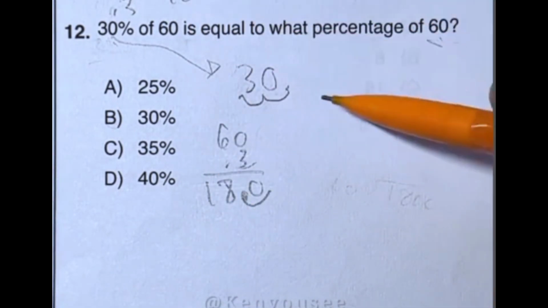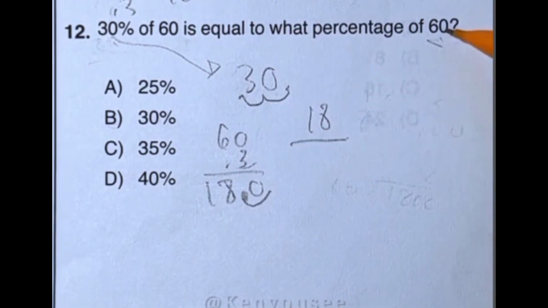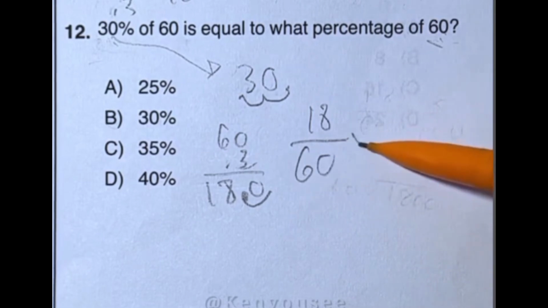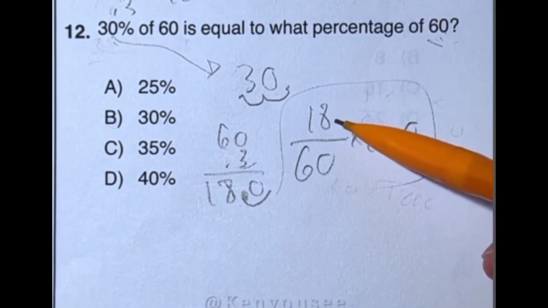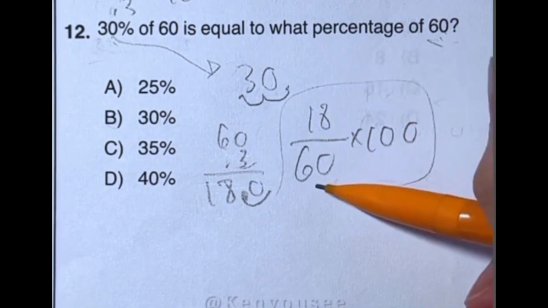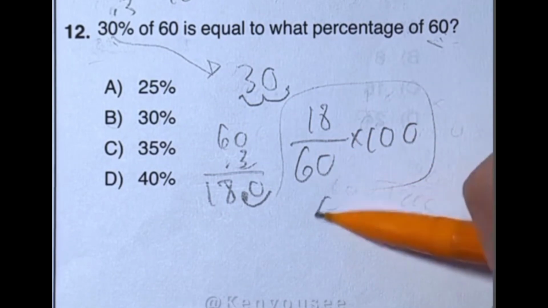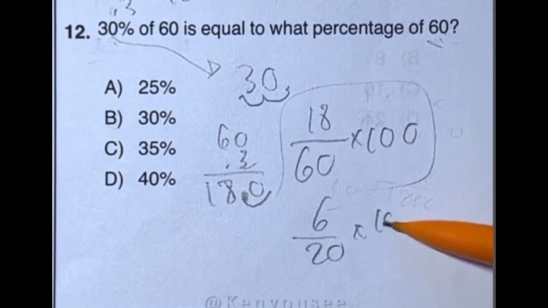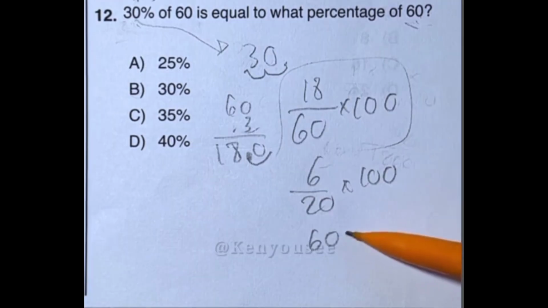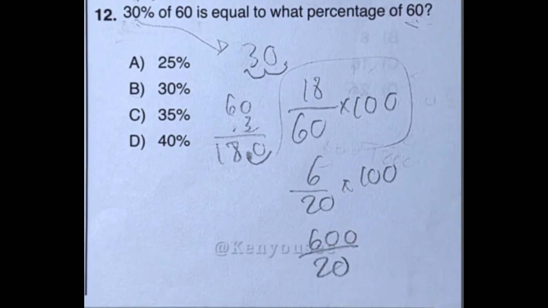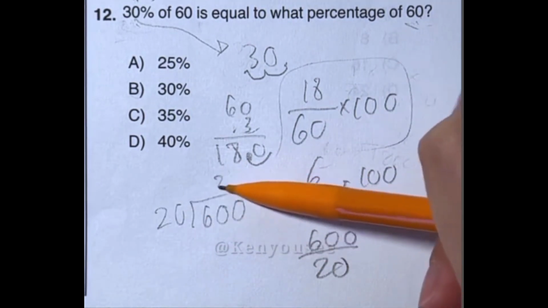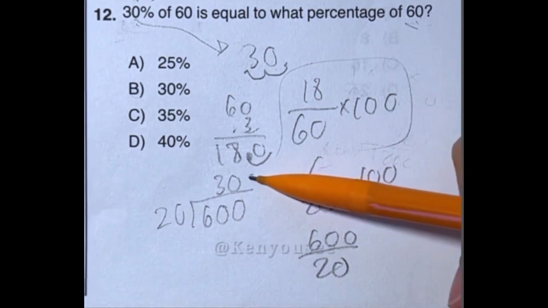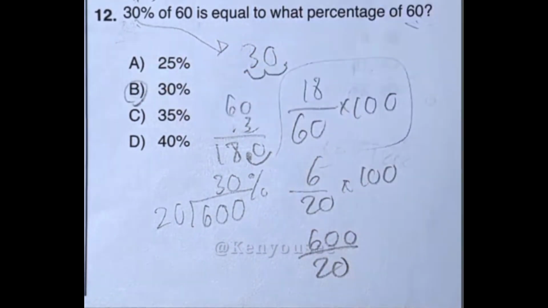We could do that by taking 18, putting it over 60 and multiplying it by 100, and that's going to be our answer. Let's simplify 18 over 60. That's going to be simplified to 6 over 20 times 100. So that's going to be 600 over 20, and then we solve for that. So 600 divided by 20, that's going to be 30. So it's going to be 30%. B is the answer.